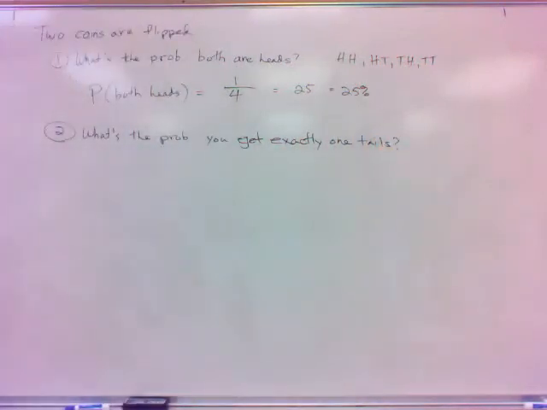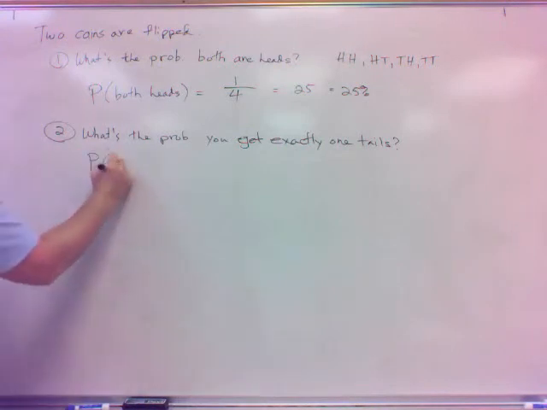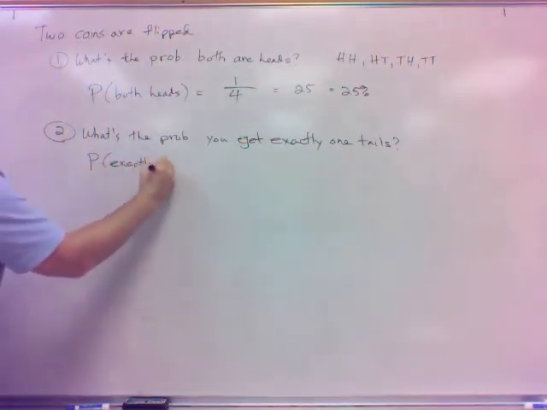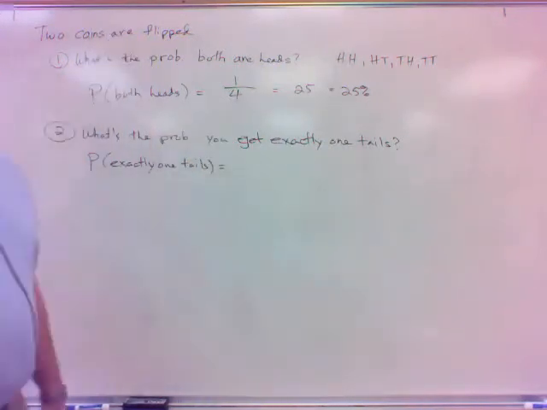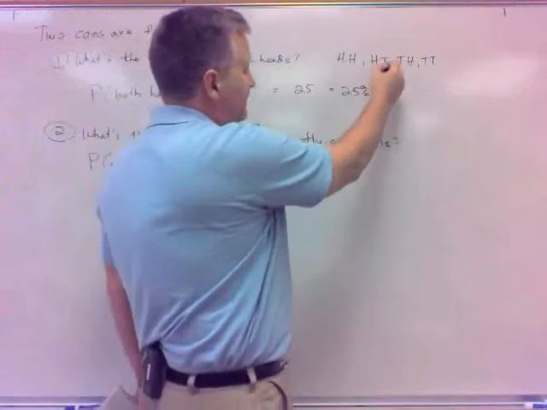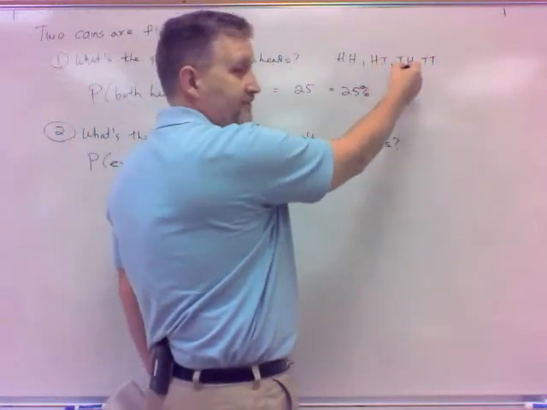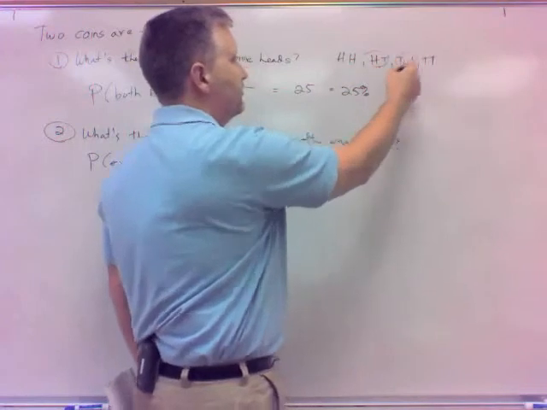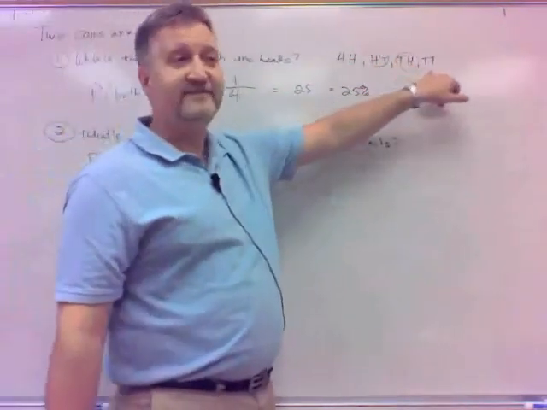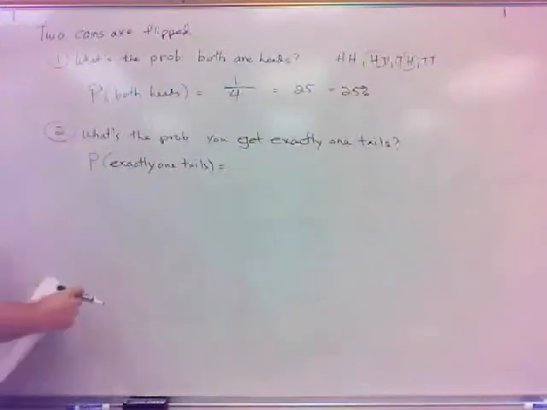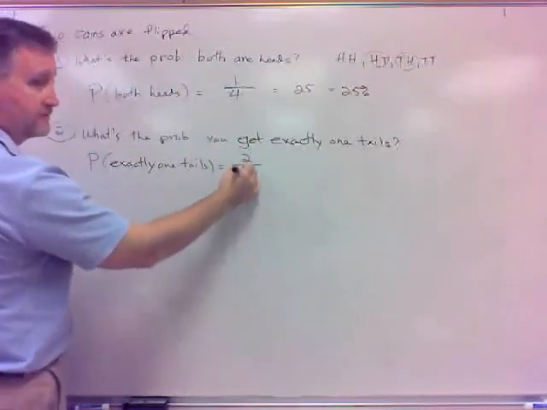What's the probability you get exactly 1 tails? Exactly 1 tails. Well, how many of those have exactly 1 tails? That one? What about that one? Exactly 1 tails, isn't it? So those two have exactly 1 tails, don't they? This one doesn't count because it has 2 tails. I want only the ones that have exactly 1 tails, so it'd be 2 of them out of still 4, right?